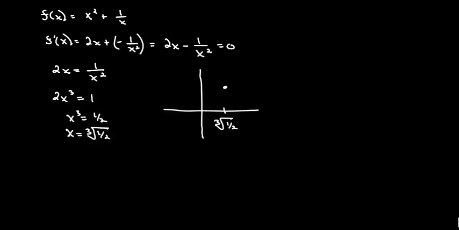Now, let's take a look at f double prime. So f double prime of x is equal to the derivative of this guy, which is going to be 2 plus, now let's just go ahead and work with this. This is really 2x minus x to the negative 2. So the negative 2 comes out front to make it positive. I get a 2 there, and then I get x to the negative 3. So this is going to be 2 plus 2 over x to the third.